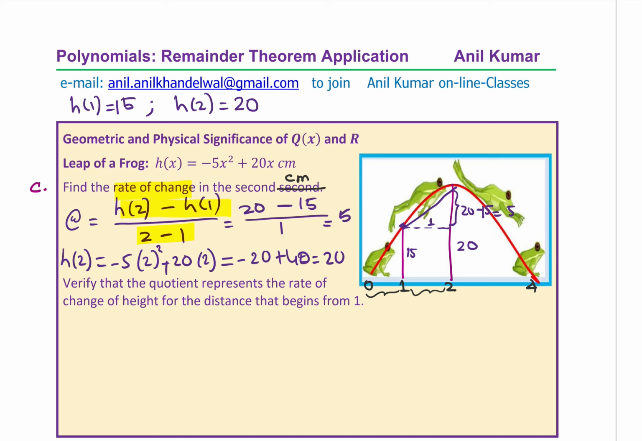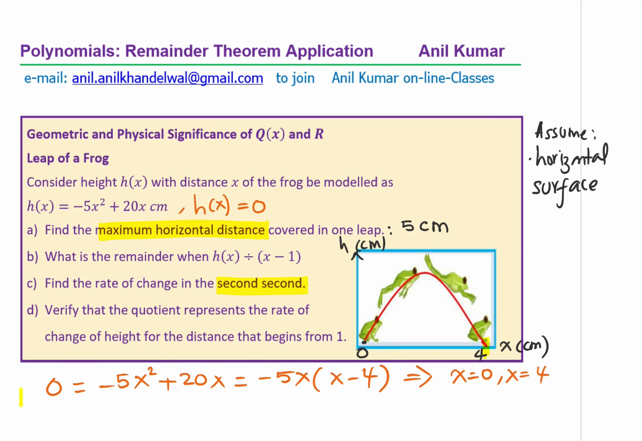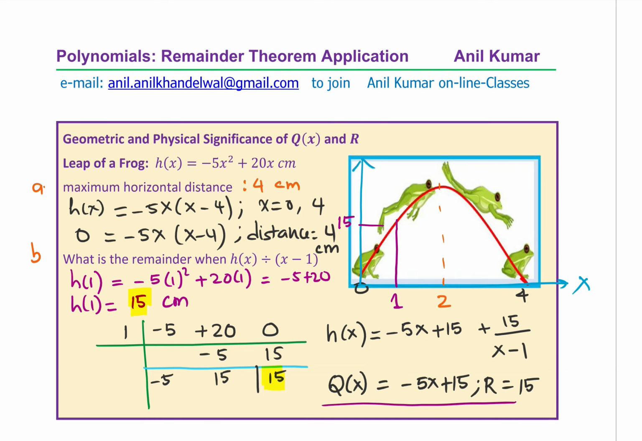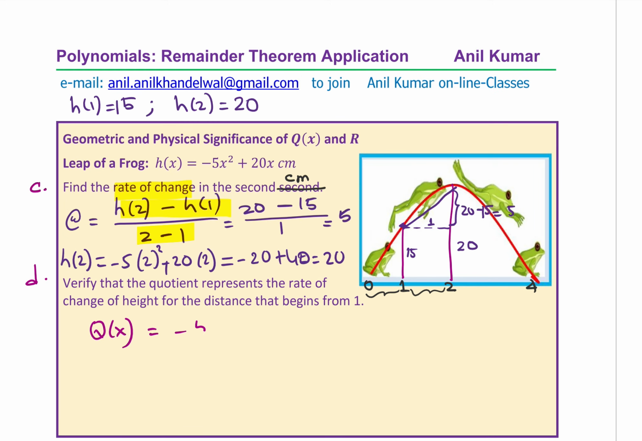Now we also learned earlier that the quotient gives you the rate of change, right? So the quotient which we found was what? Let's check this out. So earlier we calculated the quotient from synthetic division. Minus 5x plus 15 was the quotient, right?